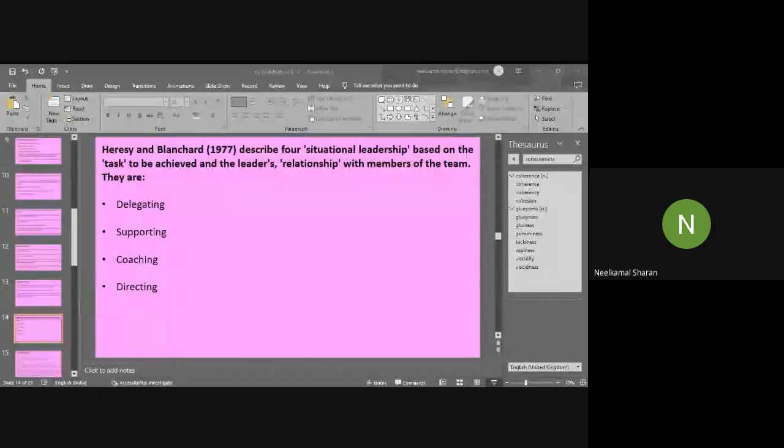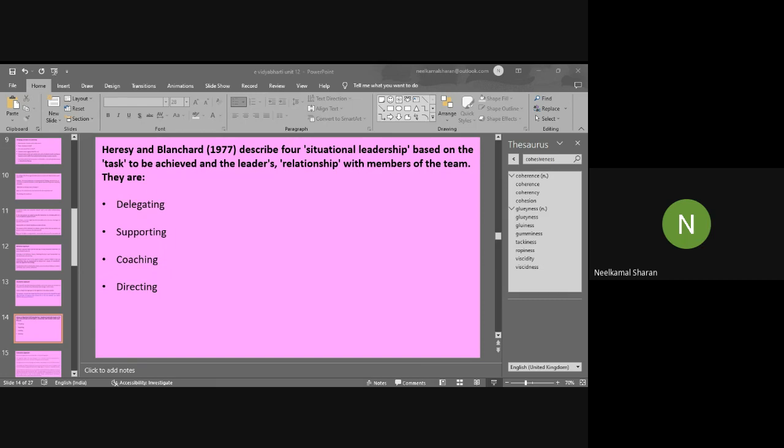So they describe four types of situational leaders. Let us understand them one by one. The first type of situational leader is delegating. These delegating leaders know that people know what to do and how to do it, and they can do the task independently. So in delegating leadership, they pass all the responsibility to the members of the group, because they know that people know what to do and how to do it.